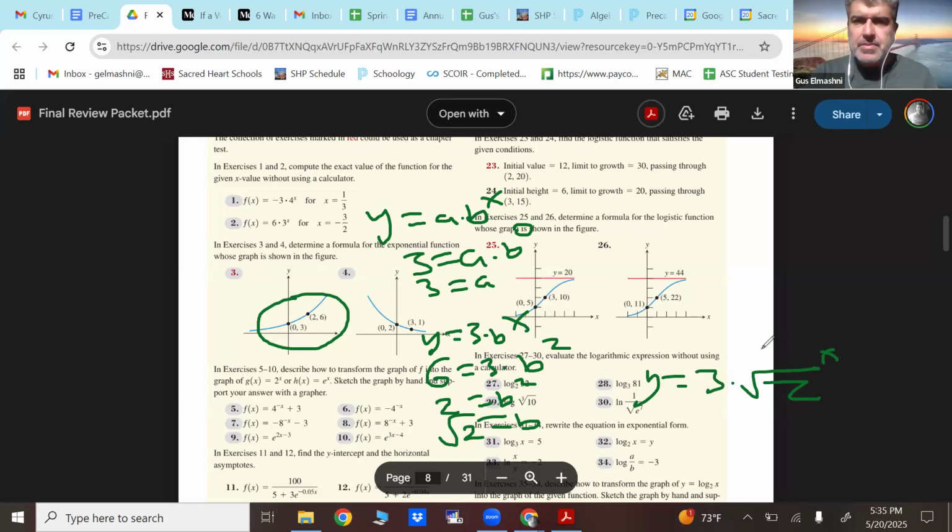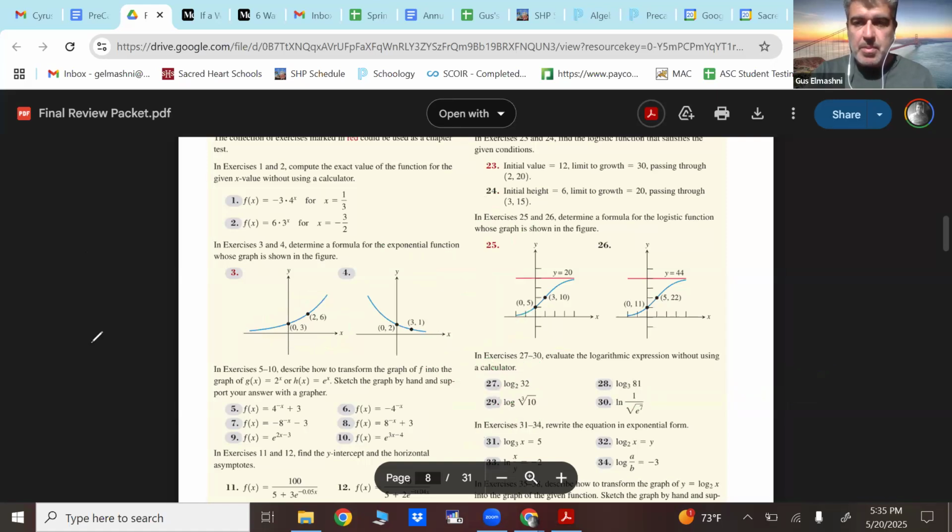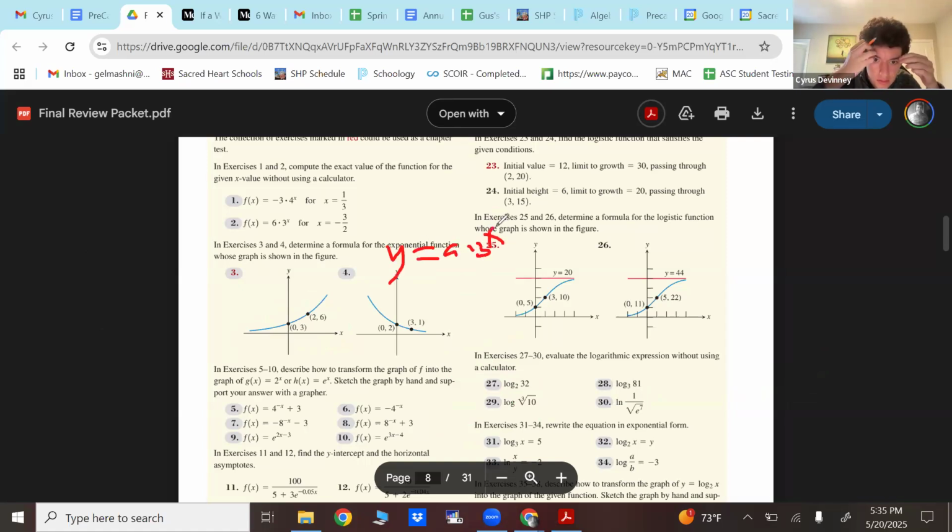So we're okay at that one? Yeah, that's fine. So why don't you try number 4 now? Very similar problem. So it's a times b to the x. Right. So the y is 2, and x is 0.